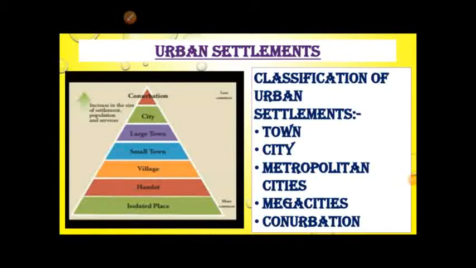Town. A town is generally larger than a village but smaller than a city. It has a population of less than 1 lakh. For example, Arakonam near Chennai. City. Cities are much larger than towns and have a great number of economic functions. The population in cities is estimated to be more than 1 lakh. For example, Coimbatore.